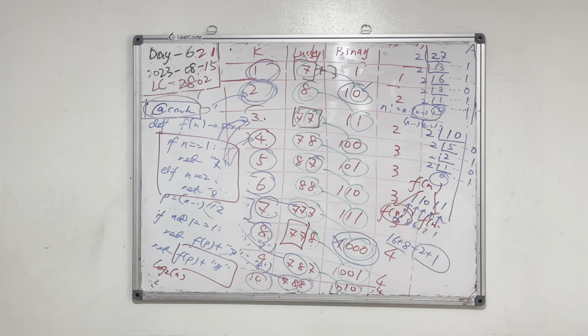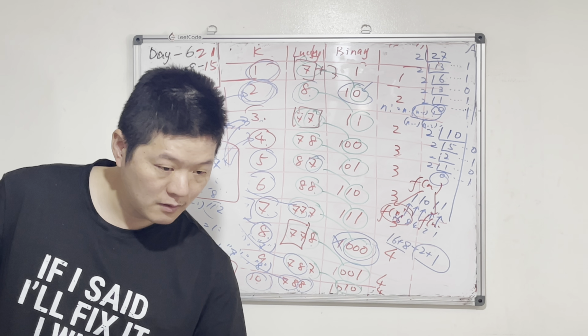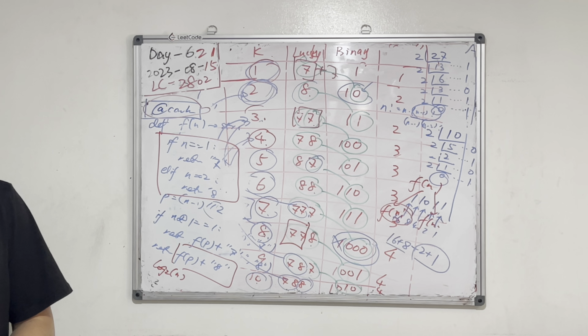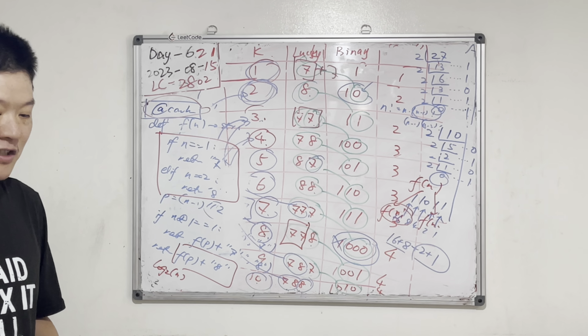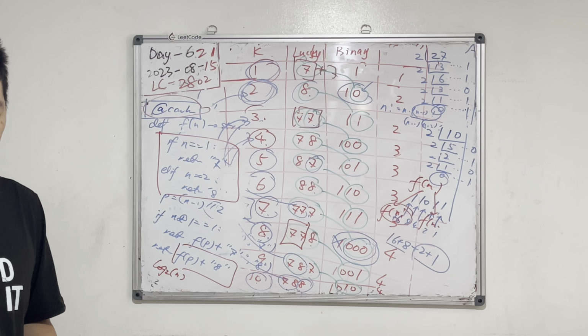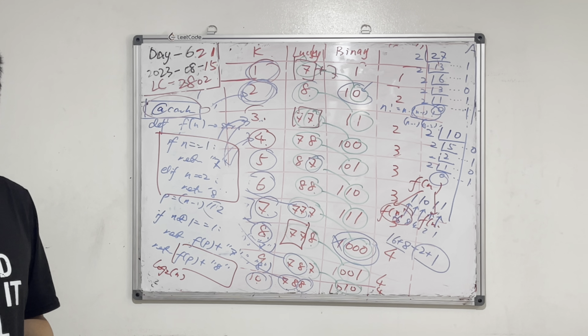Okay, what have you learned today? Basically the same thing as yesterday, last week. What's the approach we're using today? We use the recursion. How do we recursively solve this problem? Use a cache so it doesn't repeat.